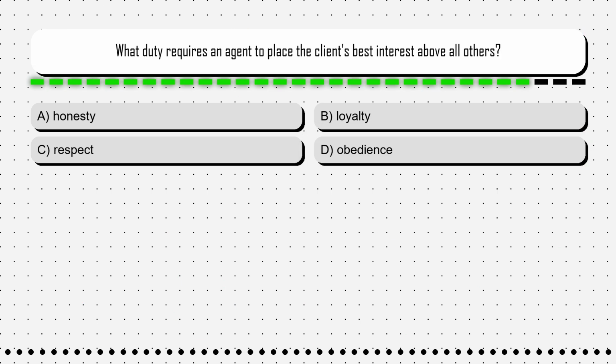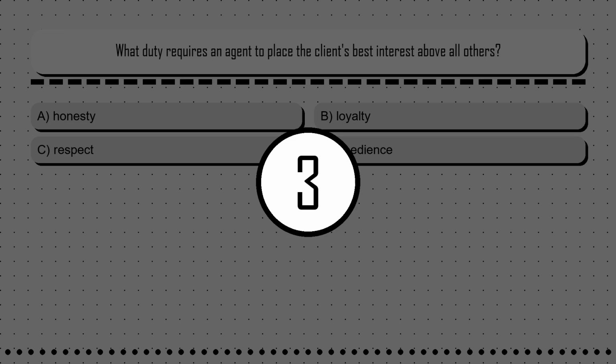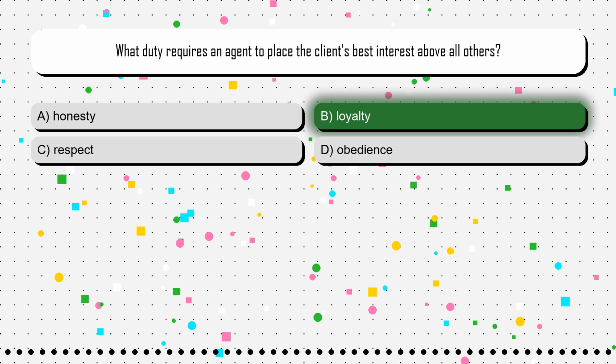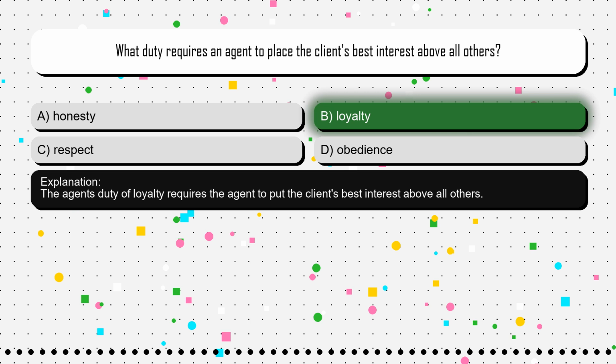Question 80. What duty requires an agent to place the client's best interest above all others? Option A, honesty. Option B, loyalty. Option C, respect. Option D, obedience. The correct answer is option B, loyalty. The agent's duty of loyalty requires the agent to put the client's best interest above all others.